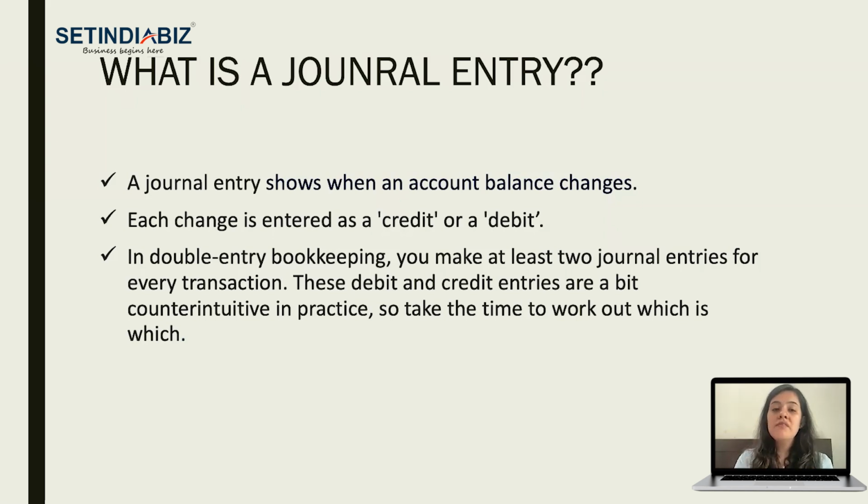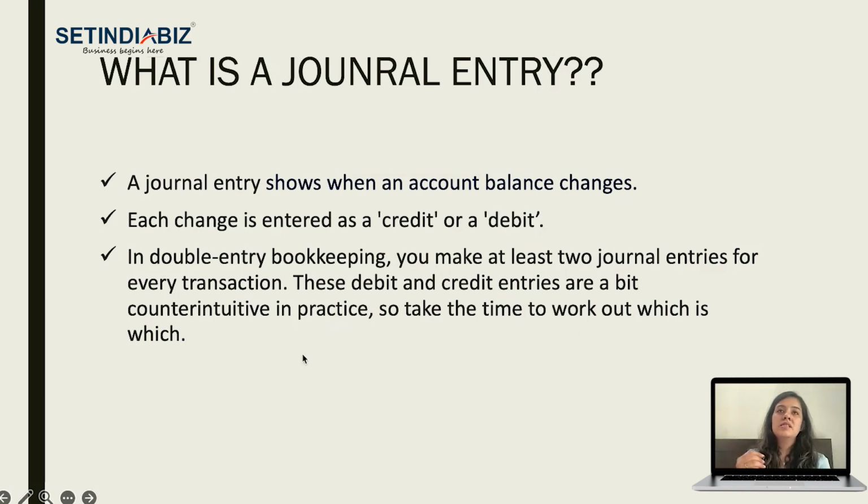So whenever your account balance changes, we need to record that, right? Each change is entered as a credit or a debit, right? So either there will be a debit or there will be a credit. Either of it happens, we need to have a journal entry. In double entry bookkeeping, you make at least 2 journal entries for every transaction. These debit and credit entries are a bit counterintuitive in practice. So take the time to work out which is which.